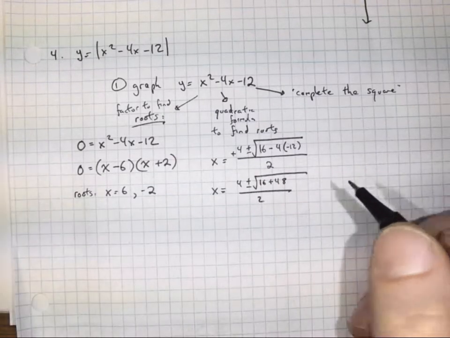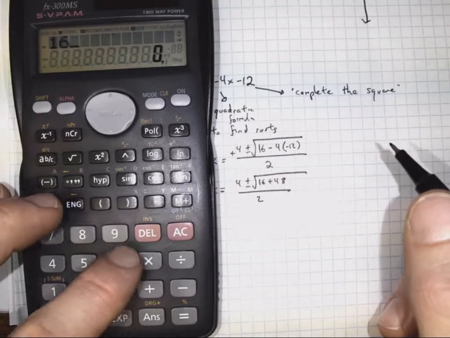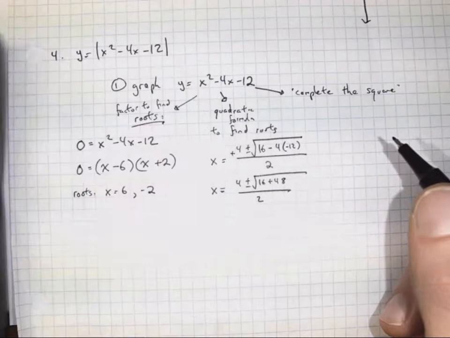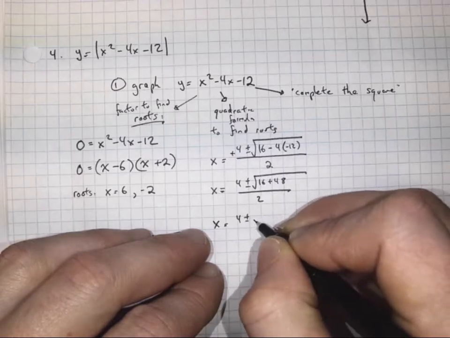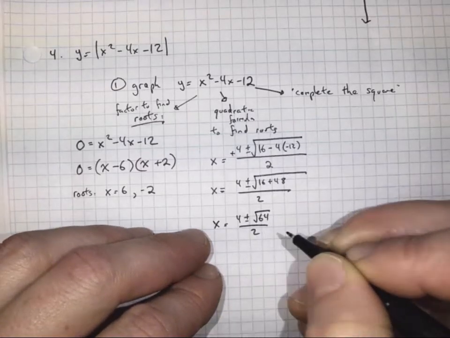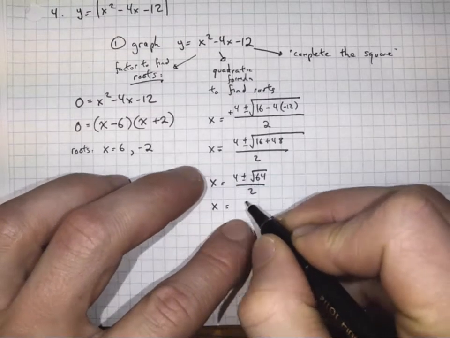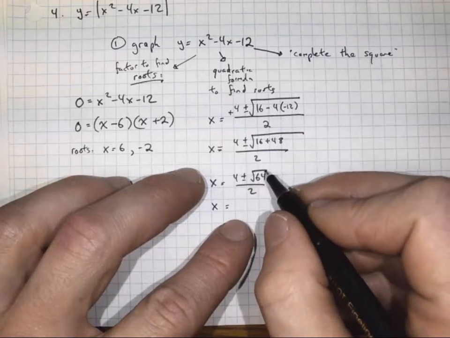We could find x is equal to 4 plus or minus a square root of 16 plus 48 over 2. 16 plus 48, I'm willing to bet that's 64, but it's been a long day, so I'm just going to bring the old calculator out. It's 64. Okay, cool. So we get x is equal to 4 plus or minus the square root of 64 over 2, which is to say x is equal to 4 plus 8 over 2, 4 minus 8 over 2.